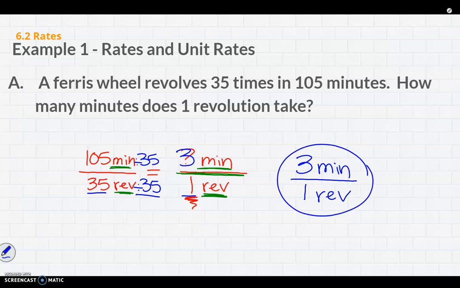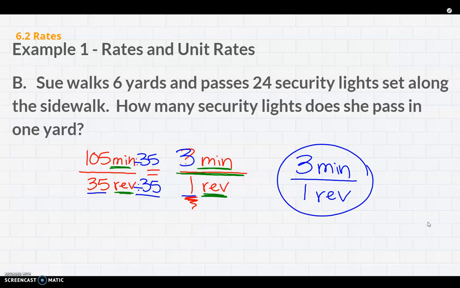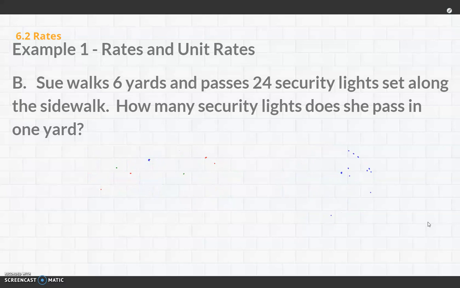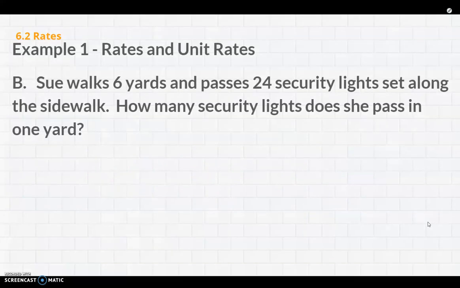And that's how I want you to write all of your answers, in a fraction such as that. Okay, Sue walks 6 yards and passes 24 security lights set along the sidewalk. How many security lights does she pass in 1 yard? Again, I'm trying to find a unit rate. Unit rates have a denominator of 1. And in this case, I want to know per 1 yard. We're talking about how many lights she passes per 1 yard.